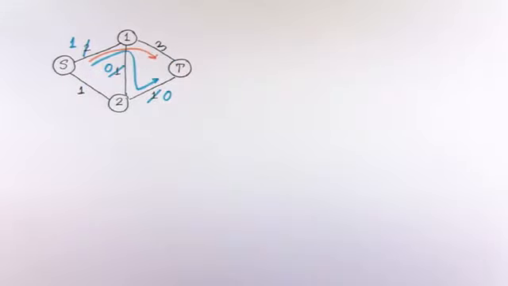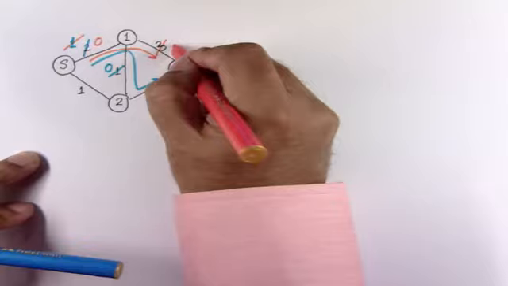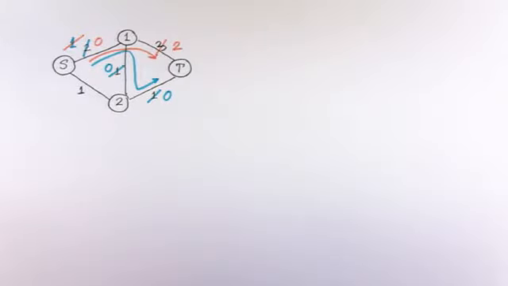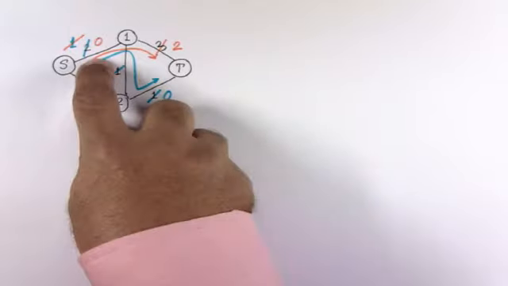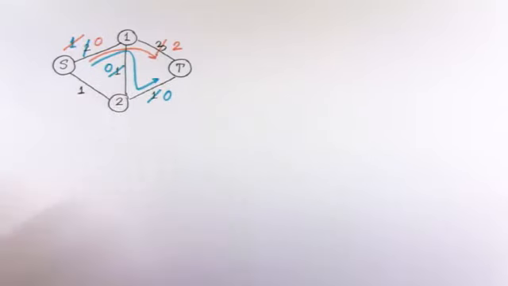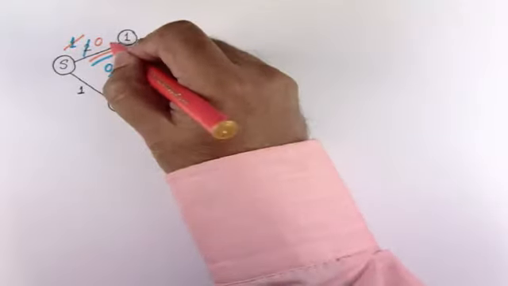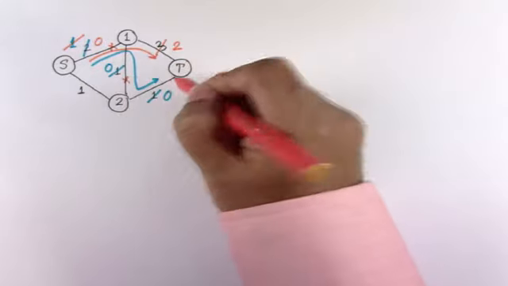And so this will become 0, this will become 2. Any more paths? Looks like no, right? Looks like no, because this has become 0, this has become 0, right? So, this is 0, this is 0, this is 0.